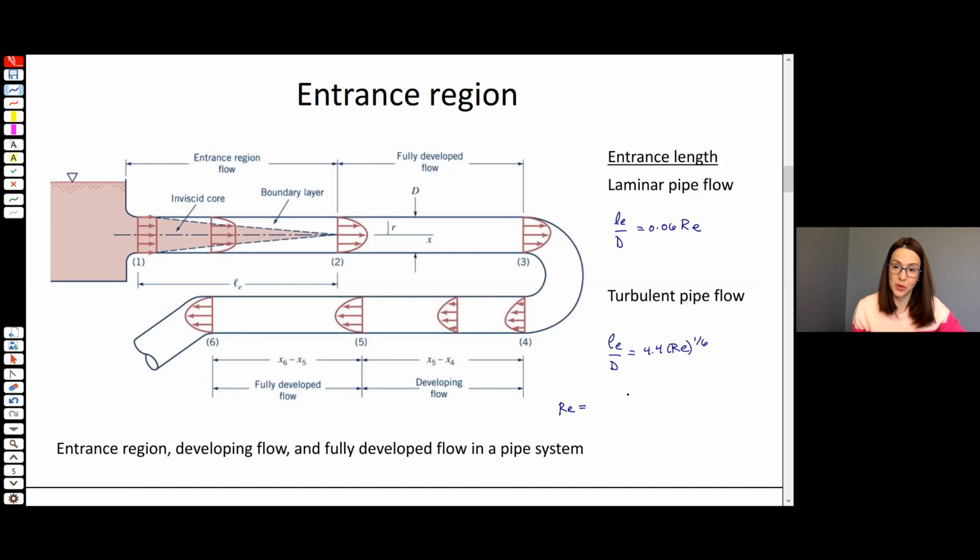It tells you whether a flow is laminar or turbulent. It's defined as the density rho times some characteristic velocity in the system times the characteristic length scale over the viscosity, or equivalently, that same characteristic velocity scale times the same characteristic length scale for pipe flow, that's the diameter, over the kinematic viscosity. And this is the Reynolds number.